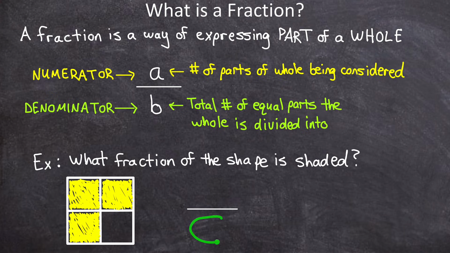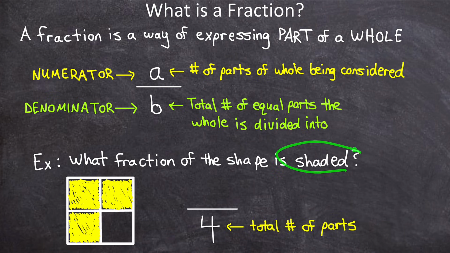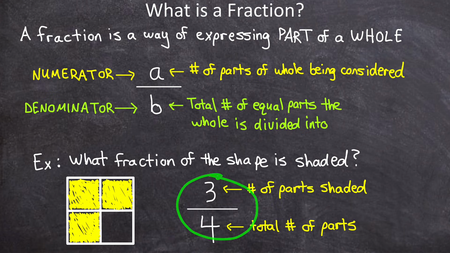In the denominator, since the square has been divided into a total of 4 equal parts, I'll write a 4. And since we're considering what fraction of the shape is shaded, the numerator will be the number of parts that are shaded in. I see 3 of them are shaded in, so 3 goes in the numerator. Our answer is 3 over 4, which can be read as 3/4, and we interpret it to mean that 3 out of the 4 parts of the square are shaded.